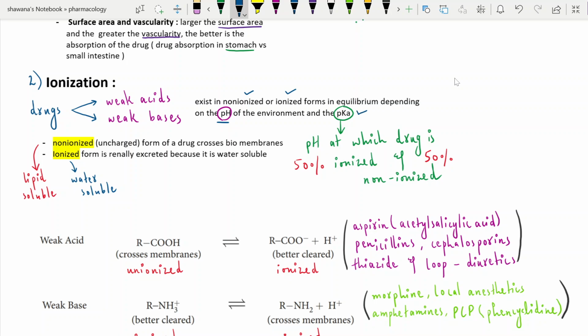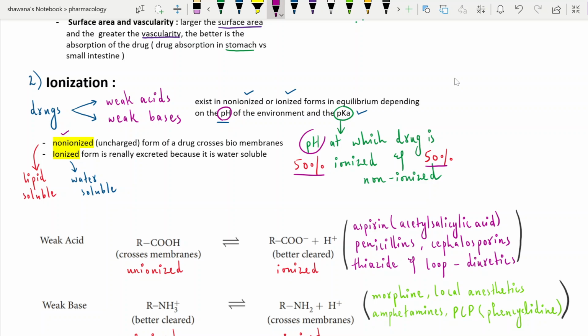pKa is a very important term. The pKa is defined as the pH at which the drug is 50% ionized and 50% non-ionized. It means that, for example, if the pKa of a particular drug is 5, then at a pH of 5, the drug is 50% ionized and 50% of the drug is in the non-ionized state. As you know, biological membranes, plasma membranes, are lipid bilayer constituents.